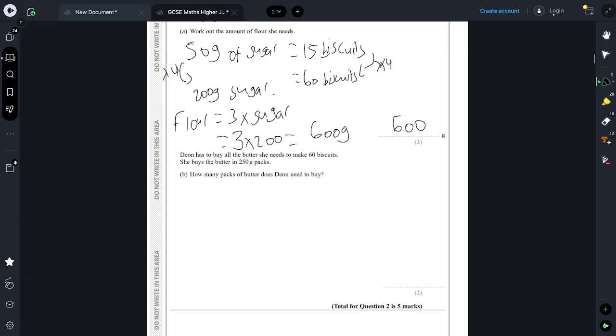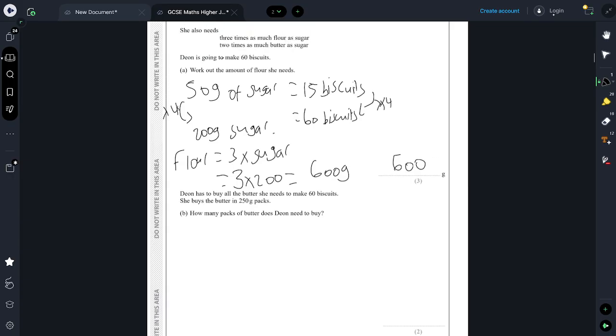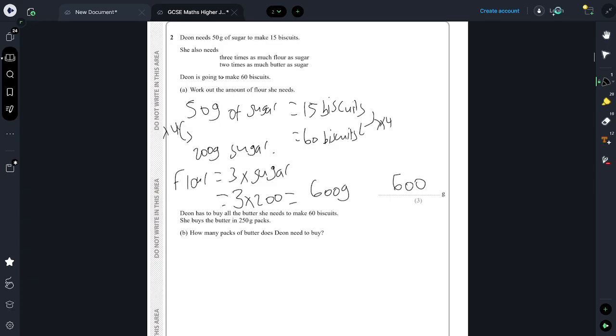Then she said she has to buy all the butter she needs to make 60 biscuits. She buys the butter in 250-gram packs. How many packs? Okay, so a similar process here. Firstly, it's a good idea to work out how much butter she needs because we were told this as well. A very good note and exam tip, at least with Edexcel, but I assume it's every exam board, every paper you do: they will give you all the information you need, but also every piece of information is going to be relevant. Every number or stat they give you is there for a reason.